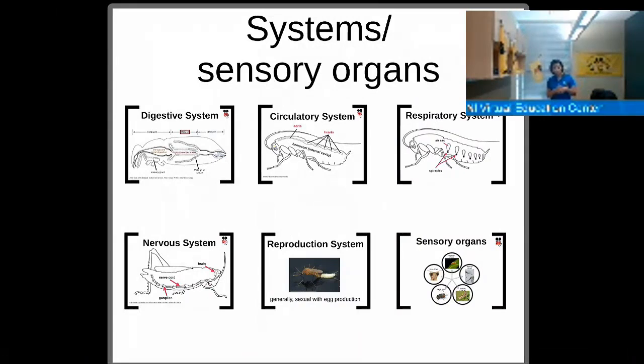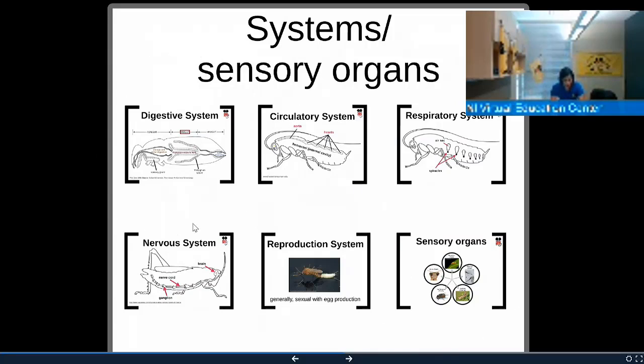Well, systems and sensory organs. In order to develop our technology in integrated pest management, we need to have very good knowledge of biology and how the insects work in order to know how pesticides will kill them. Correct? And other strategies of control as well. So we're going to talk about the digestive, circulatory, respiratory, nervous, and reproductive systems, and sensory organs.